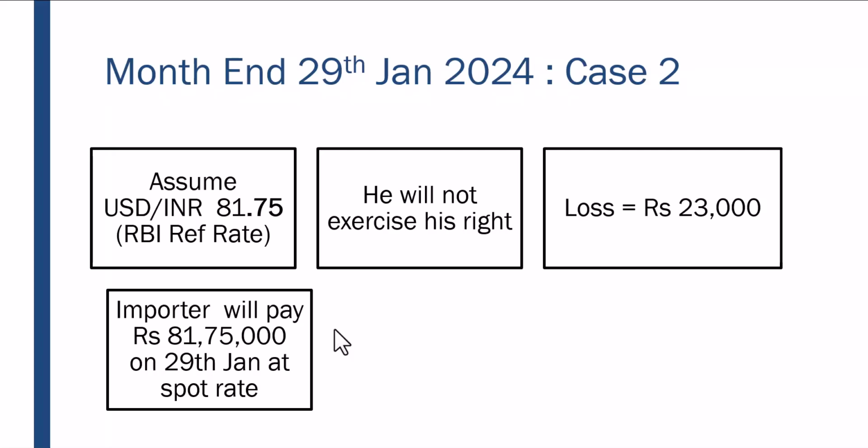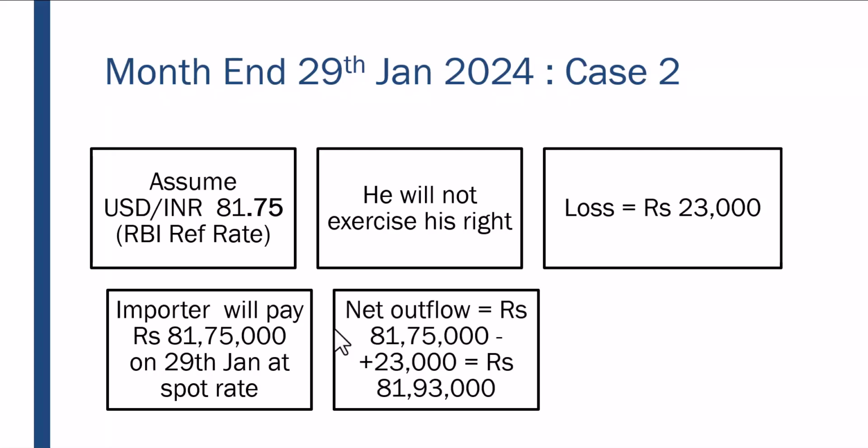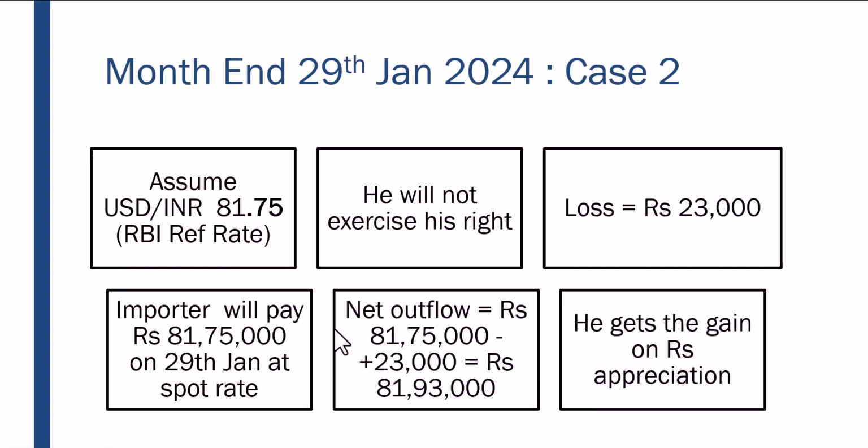So your total outflow is how much? 81,75,000 plus 23,000 premium. In this case, the dollar depreciates. Here you never wanted to exercise the option because the rate has come down, but you have paid that premium. So here you can choose: if it goes in your favor, exercise the right. If it doesn't go in your favor, walk out of the contract.